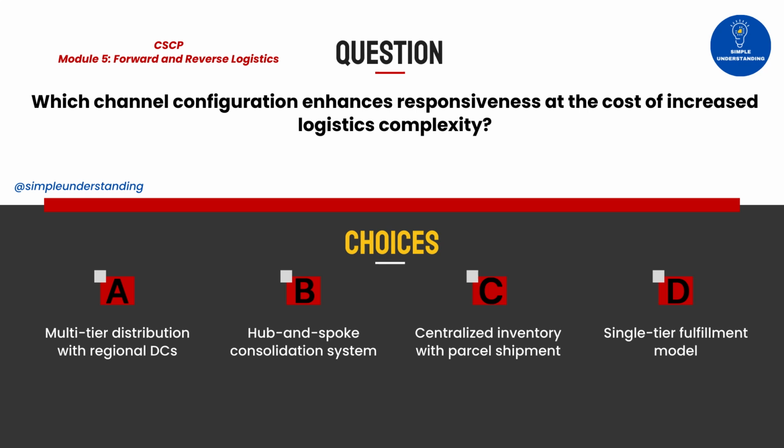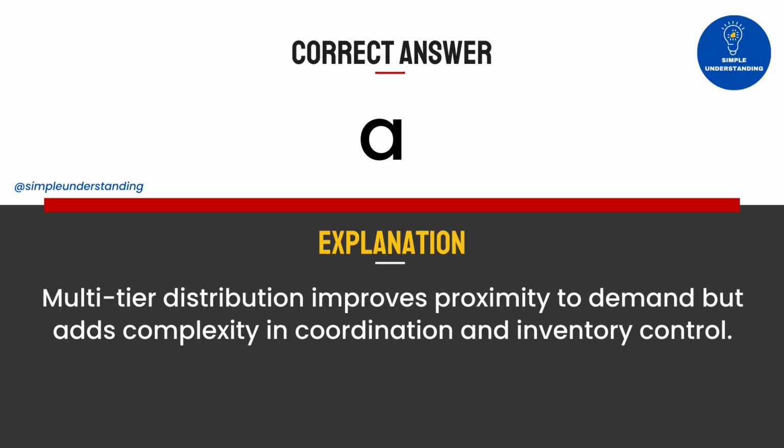2. Which channel configuration enhances responsiveness at the cost of increased logistics complexity? A. Multi-tiered distribution with regional DCs. B. Hub-and-spoke consolidation system. C. Centralized inventory with parcel shipment. D. Single-tier fulfillment model. Correct answer: A. Explanation: multi-tier systems improve service levels but increase coordination effort, inventory segmentation, and logistics complexity.